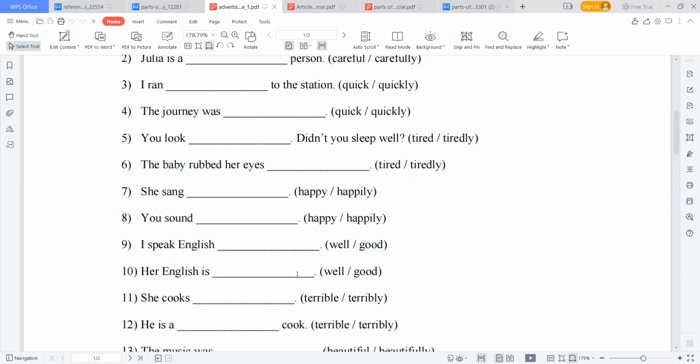Next, "her English is dash." Good. Now this whole phrase "her English" is a noun. Okay, her English is good.